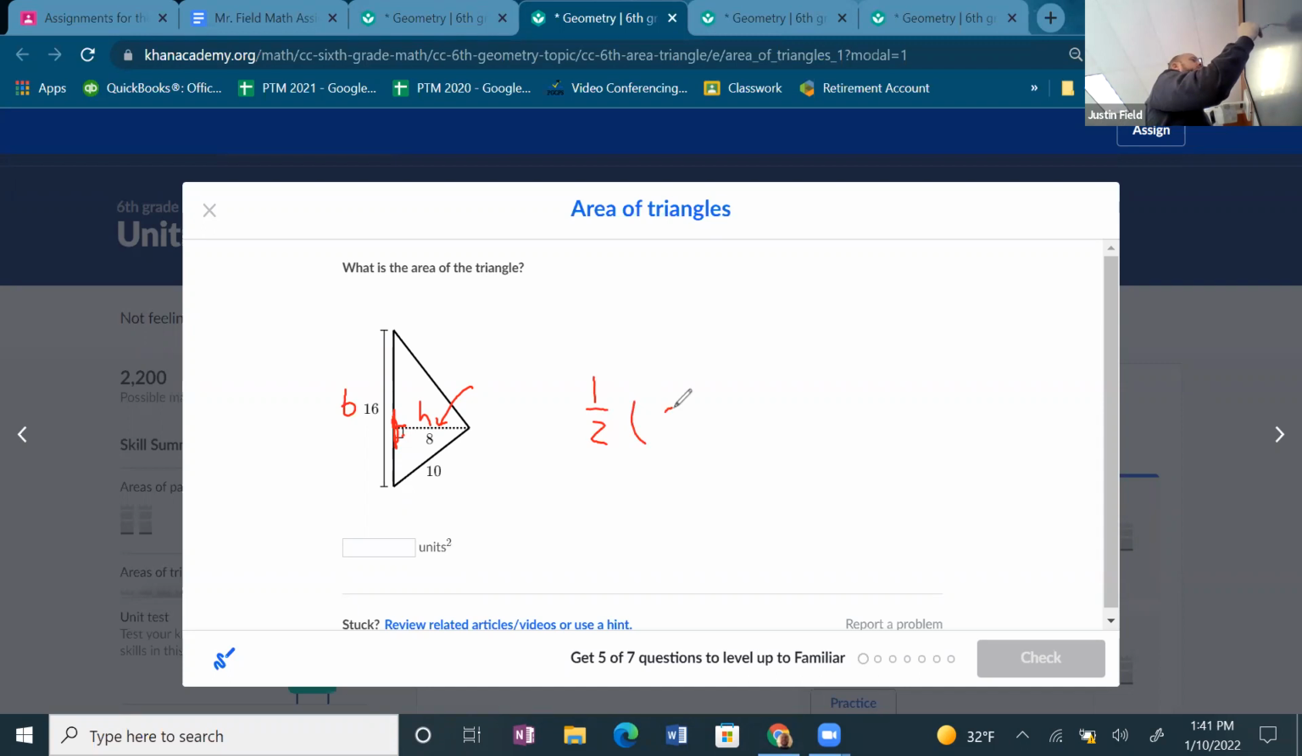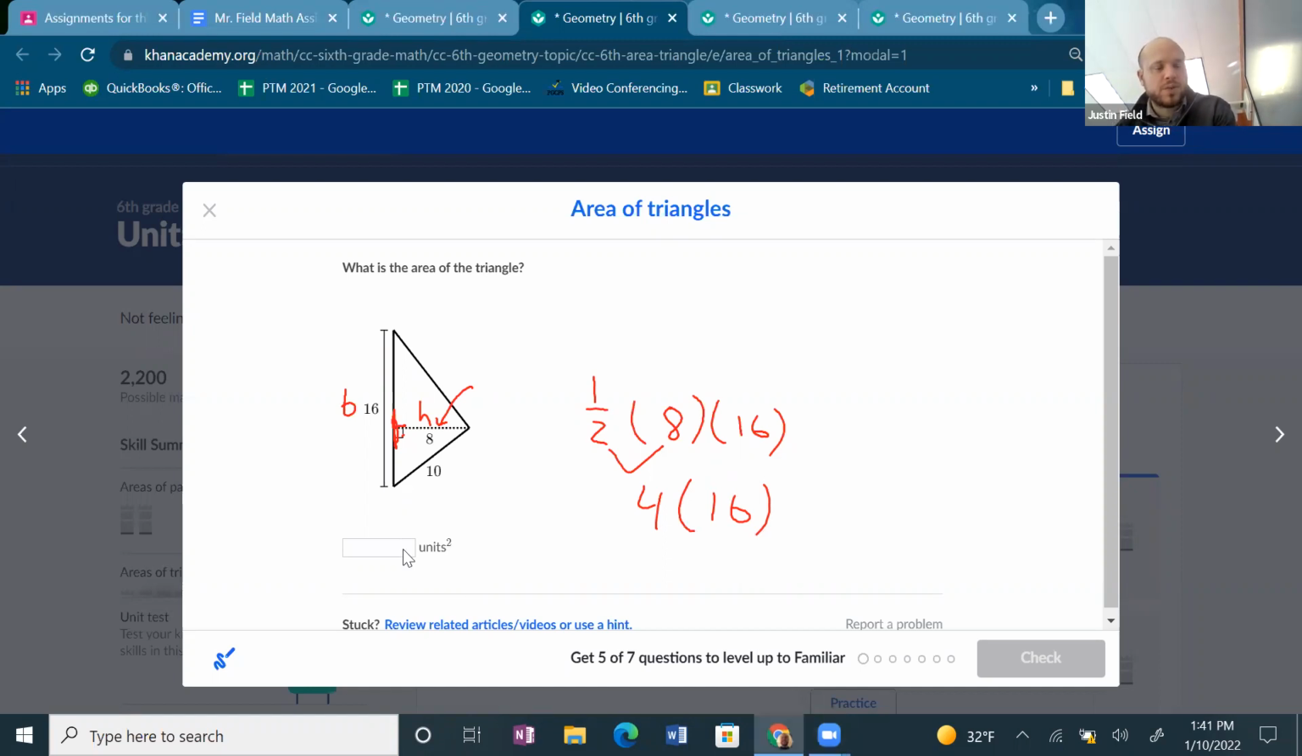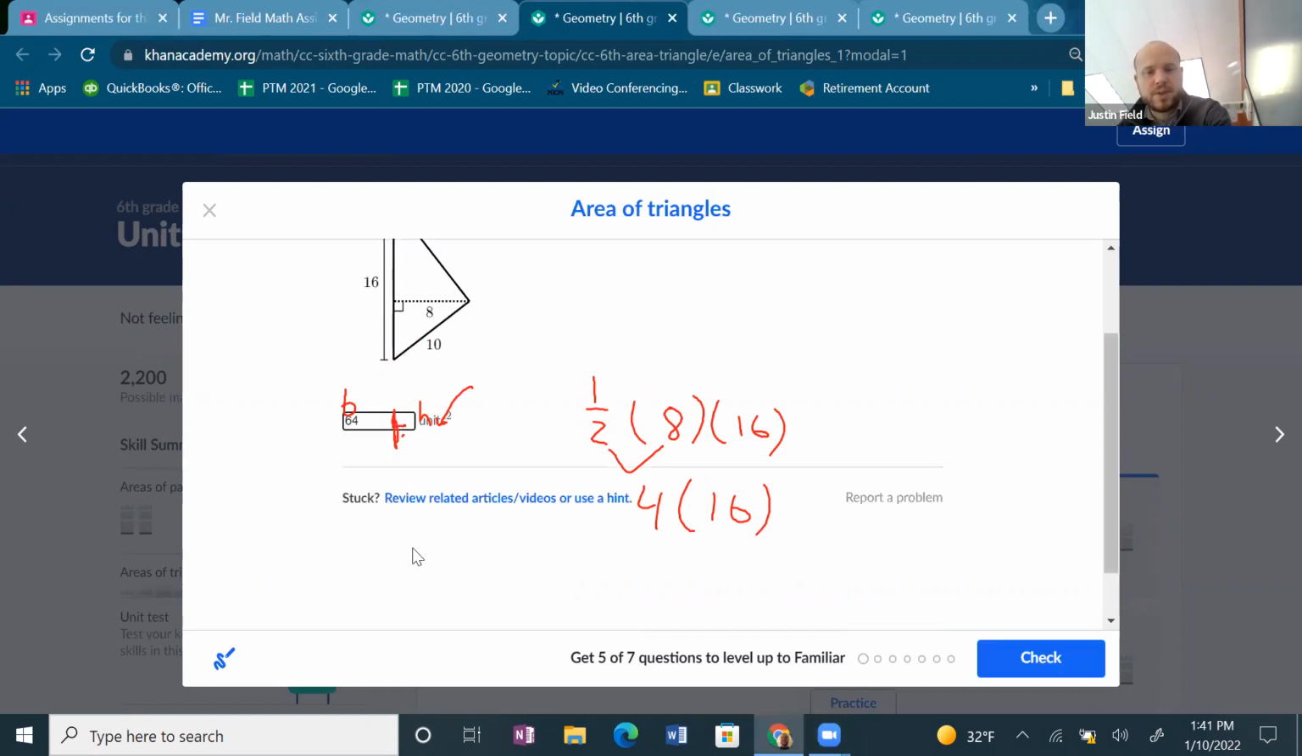So again, 1/2 base times height. And now, wow, I do this one differently because 8 times 16, that's kind of a big number. So let me multiply 1/2 times 8, and that's 4. And now I'll just do 4 times 16. So 4 times 10 is 40. 4 times 6 is 24. 40 plus 24 is 64.